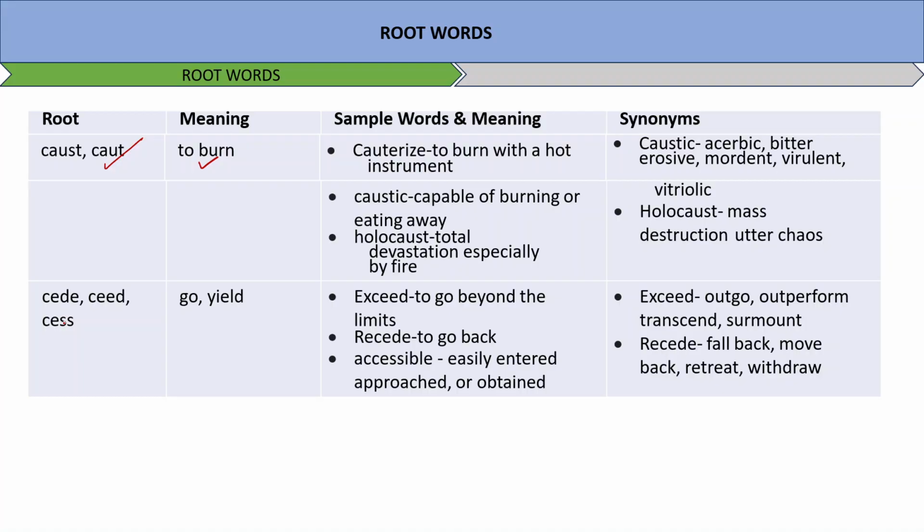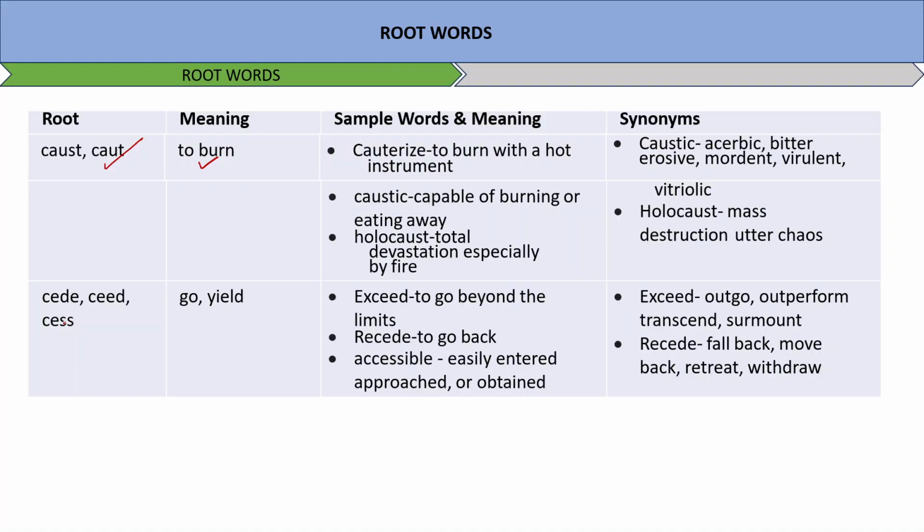Exceed, outgo, outperform, transcend, surmount, recede, fall back, move back, retreat, withdraw. Okay, so these are some of the words which we can form with the help of "ceed".